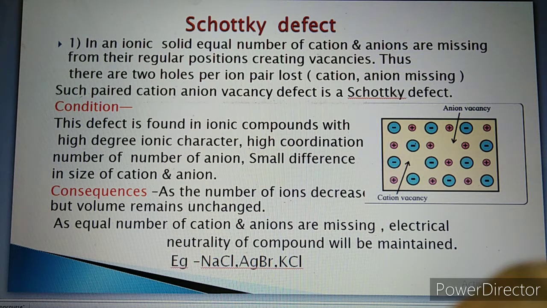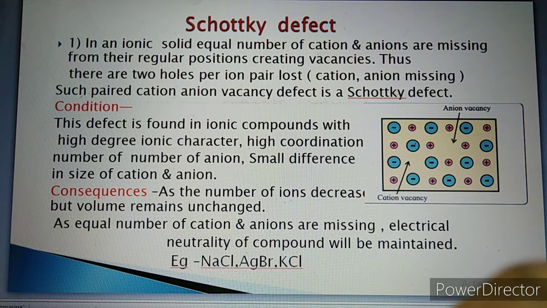What are the consequences of Schottky defect? As the number of ions decreases, which ions decrease? Cations and anions, because they are missing. So as the number of ions decreases, the volume remains unchanged. As an equal number of cations and anions are missing, the electrical neutrality of the compound will be maintained, because a cation carries positive charge and an anion carries negative charge. When both are missing, the electrical neutrality of the compound will be maintained.